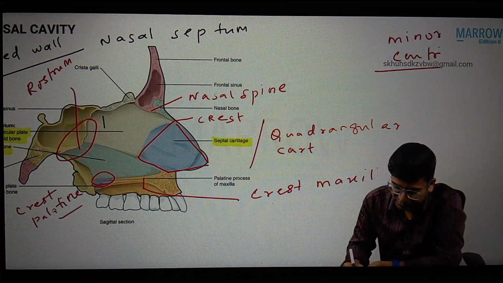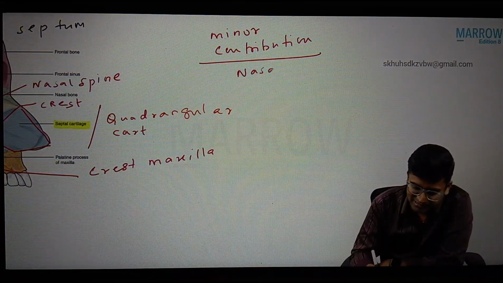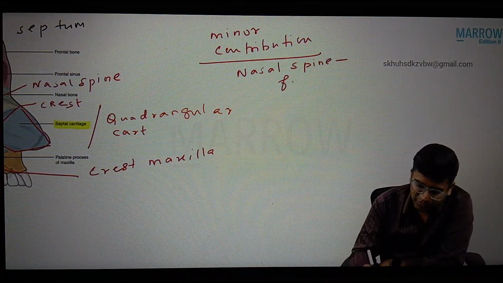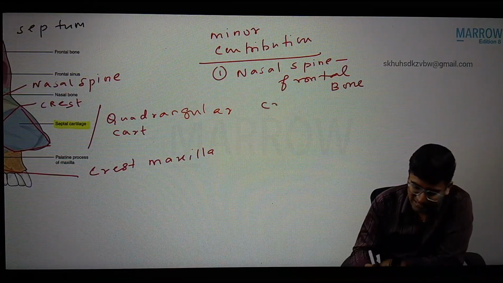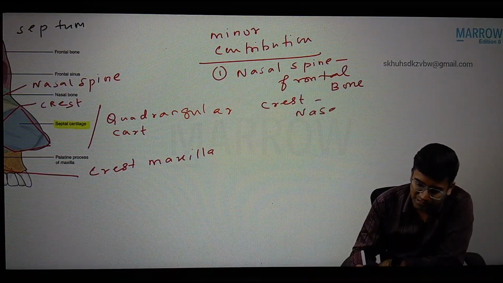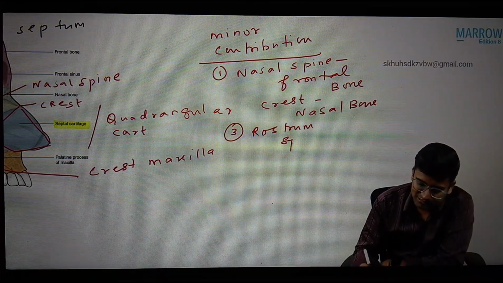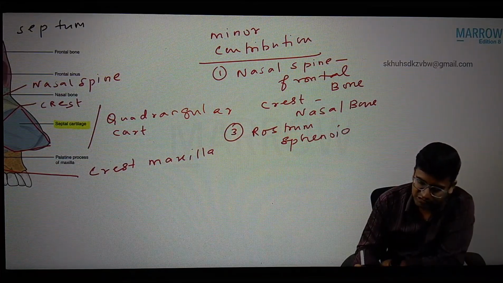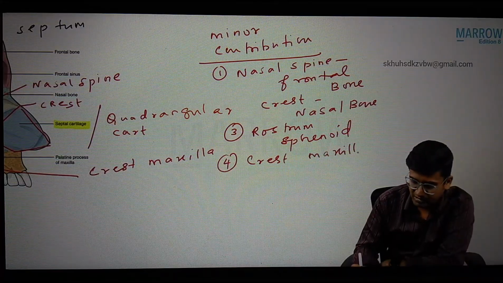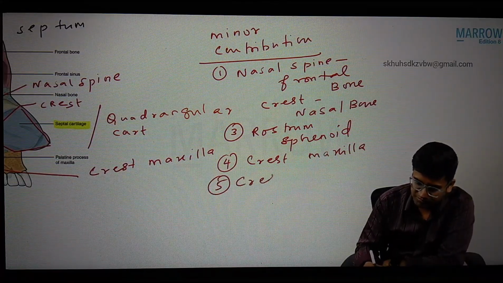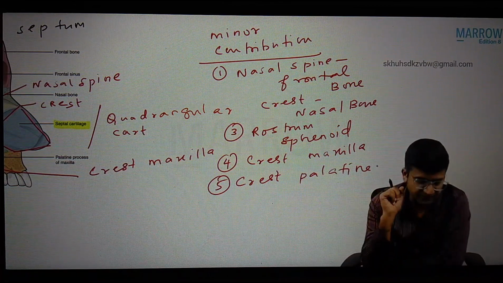Okay, so please write: minor contribution is by nasal spine of the frontal bone, number one, crest of nasal bone, rostrum of sphenoid, crest of maxilla, and crest of palatine bone. Okay, yes, this is a minor contribution.